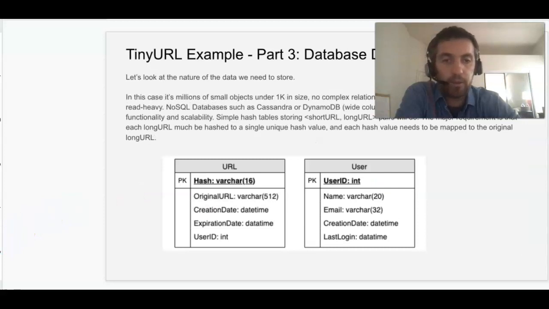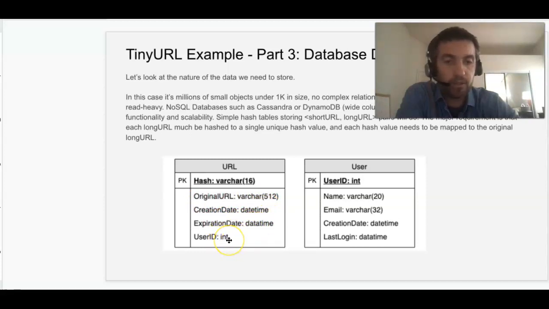This one is a quick introduction or discussion about how the data will be stored, or one way it could be stored. So you can see there's a URL here. We're hashing the URL ID, and then that will become our primary key. That table will have the original URL, the date, the expiration date, and then the user ID.